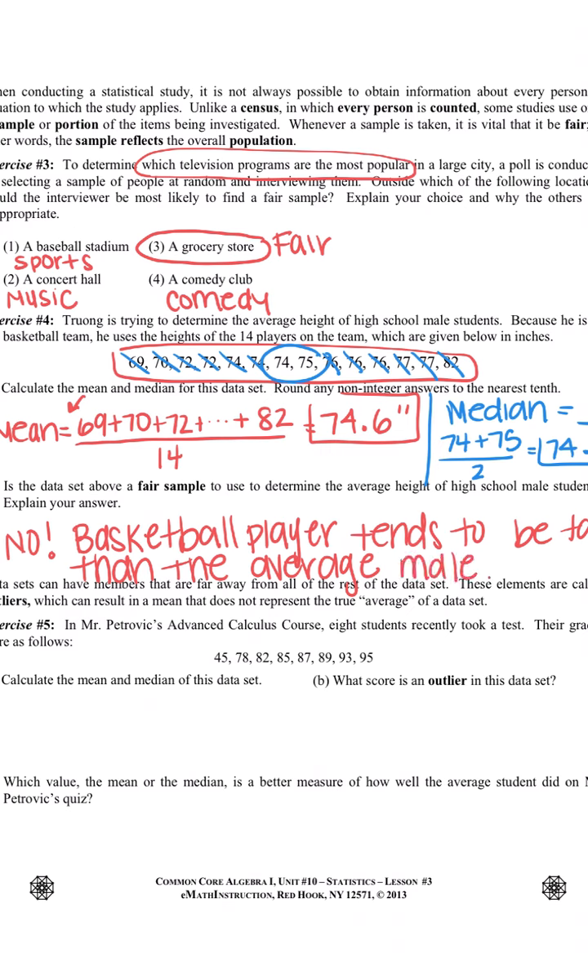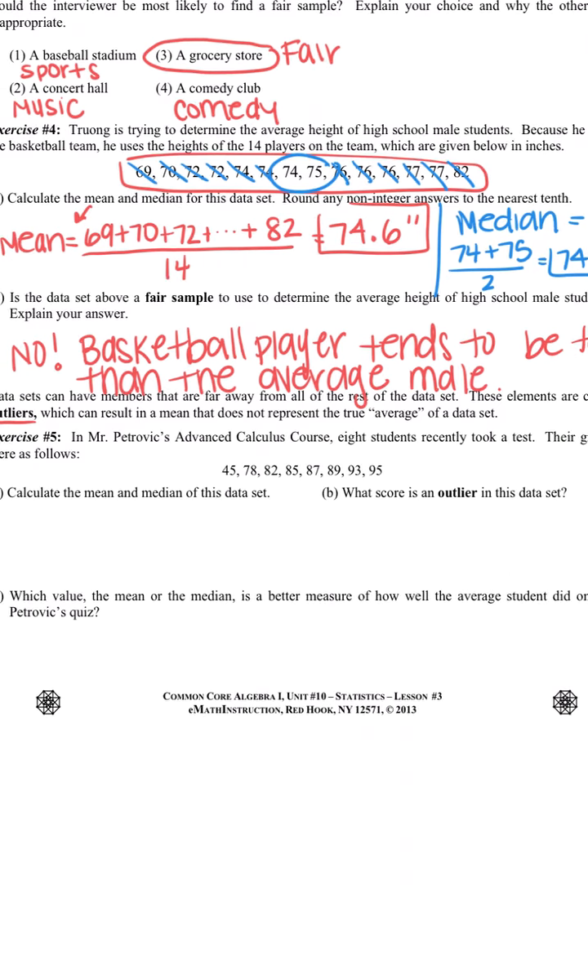All right, data sets can have members that are far away from all of the rest of the data set. These elements are called outliers. So we've talked about this a few times, which can result in a mean that does not represent the true average of a data set. And this is important. This is something you actually do see on your EOC. So I would definitely pay attention. That's really important. When you have an outlier, your mean is not as accurate. It doesn't represent a true average.